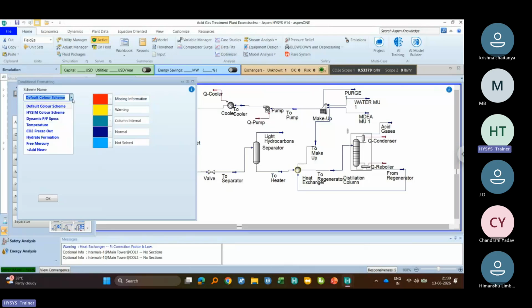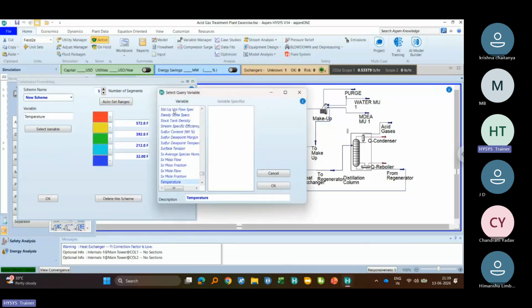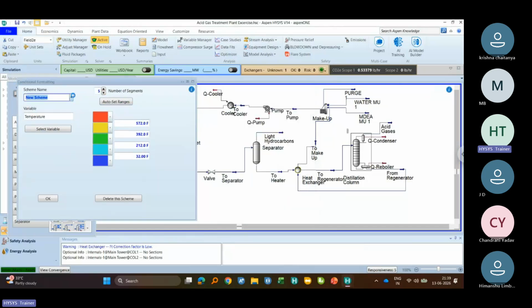You can choose the default color scheme, HYSYS color scheme, dynamic pressure flow specifications, temperature, CO2 freeze out, hydrate formation, free mercury, or add new. Just click on this add new. You will see that you can add any of the variables in Aspen HYSYS, and you can set the color scheme for that particular variable. Now you click on cancel.